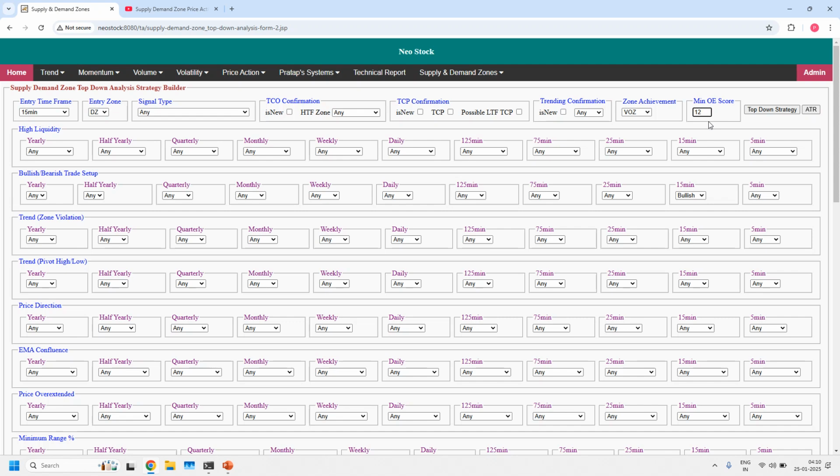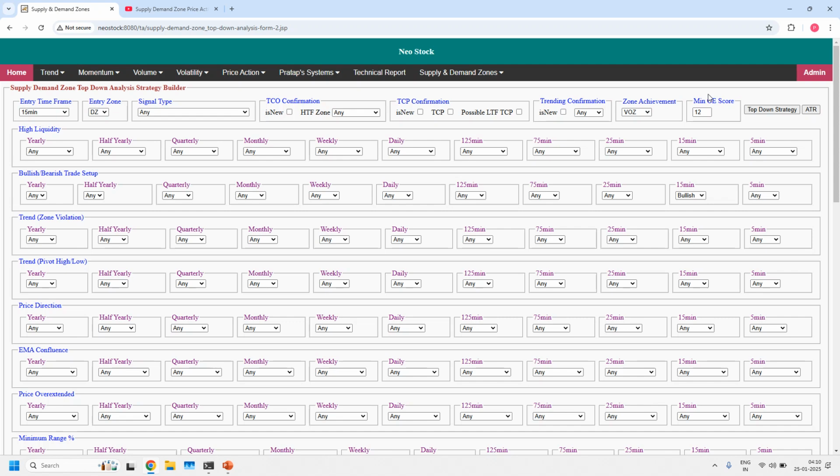So some of the checklist items are taken care of in the existing software algorithms, and some of the checklist items you add while filtering the stocks. See, two checklist items we have added here: one is zone achievement and another one is minimum odd enhanced score. Other checklist items, like base candle count less than or equal to 6, and our decision making rules, the software algorithm itself internally takes care of them.